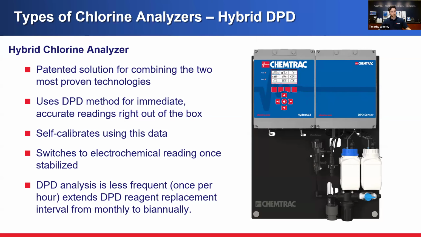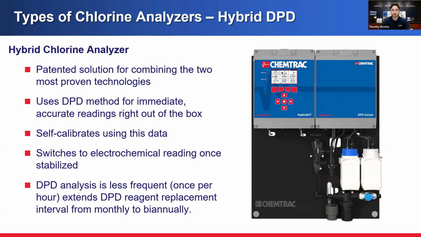And once it's stable, it switches to that amperometric reading. This means that the DPD analysis can be much less frequent. It can only use its DPD about once per hour, which greatly extends the life of those reagents. And it's important to note that these do use a separate type of reagents than the other DPD analyzer. These are longer lasting reagents that could have a shelf life of up to a year, which makes them a perfect fit for this hybrid DPD analyzer. And we typically include 6 months' worth of reagents when this is shipped.